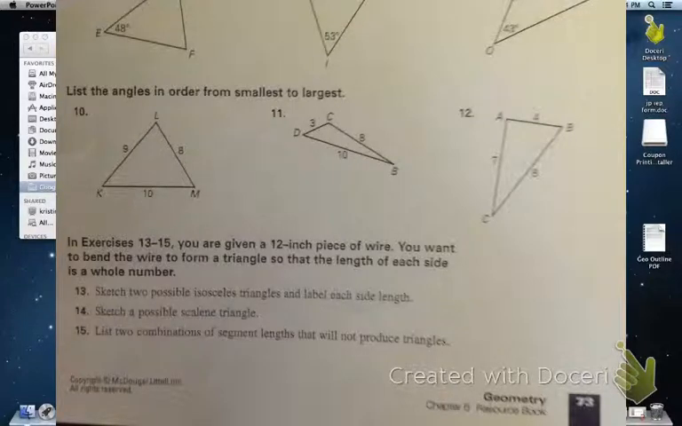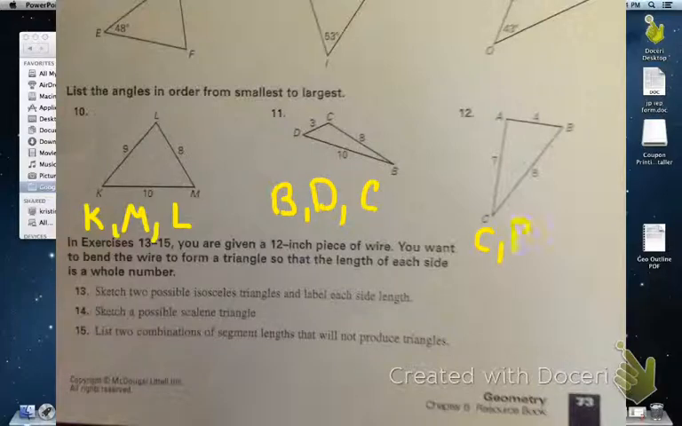For number 10 through 12, you've been given the sides and you're translating it over to the angles. The smallest angle for number 10 is K, followed by M, and the largest is L. For number 11, the smallest is B, followed by D, and the largest is C. For number 12, the smallest is C, followed by B, and the largest is A. I did not have you do 13 through 15 because those are going to be in today's lesson.